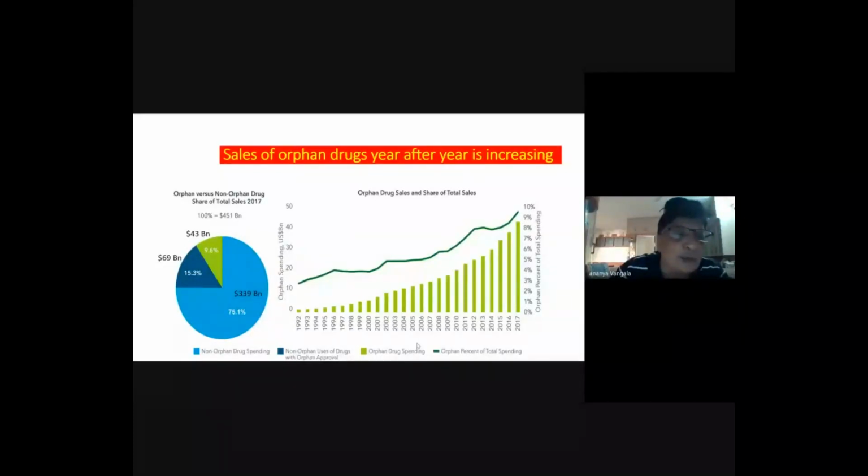People are spending more money, and in fact, $339 billion has already gone into orphan drug development. Next one.